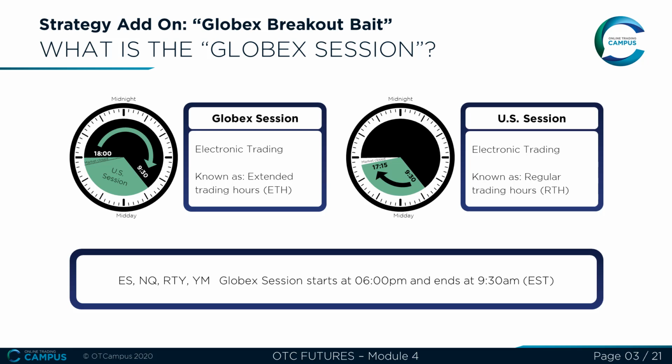So the extended trading hours starts at 6 p.m. Standard Eastern Time, goes all the way around the clock till 9:30 a.m. Standard Eastern Time. And at 9:30 a.m., for the equity indices, that would start what's referred to as the regular trading hours or the day session. And that would continue until 5:15 p.m. Standard Eastern Time, when the new day would officially start.